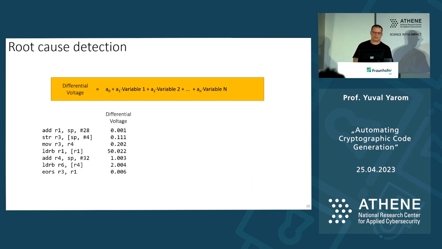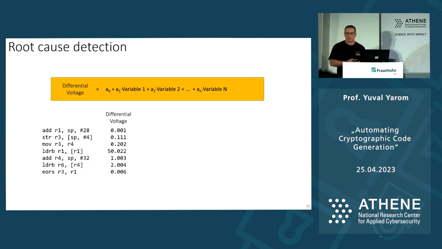So what does it look like in real life? We have the model of ELMO. ELMO uses a linear model of the instruction. So it gets some variables that are used in the instructions, multiplies them by pre-calculated constants, and then we use some statistical analysis to find, in this case, the statistical T value. Anything above 4.5 is considered a leak. And we see that in this example, the fourth instruction leaks because it has a value of more than 50.